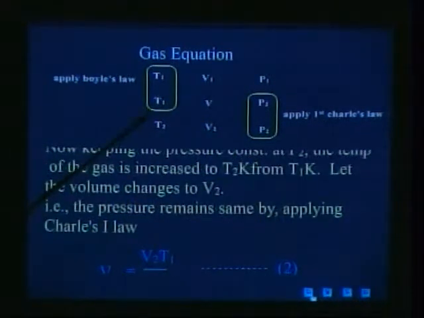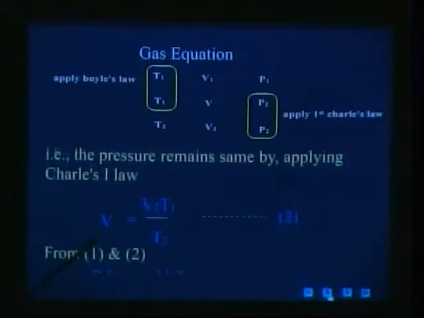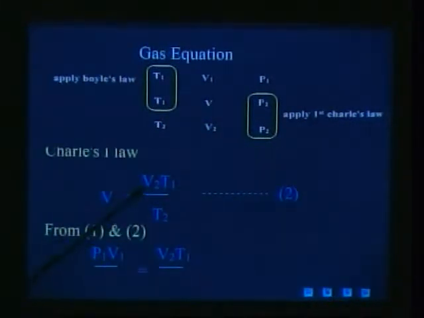Now, by keeping pressure constant, temperature is changed to T2, accordingly volume is changed to V2. Because we are keeping pressure constant, we can apply Charles's law and we get the equation V equal to V2 T1 by T2, that is the second equation.